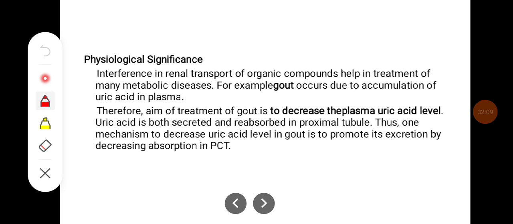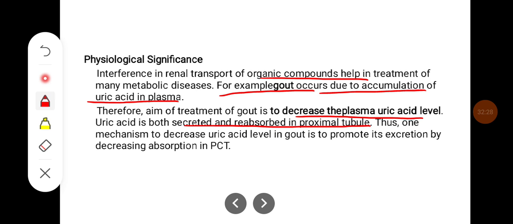The interference of renal transport of organic compounds helps in the treatment of many metabolic diseases. For example, gout, which occurs due to the accumulation of uric acid in plasma. Therefore, the aim of treatment of gout is to decrease the plasma uric acid level. Uric acid is both secreted and reabsorbed in the proximal tubule. Thus, one mechanism to decrease the uric acid level in gout is to promote its excretion by decreasing reabsorption from the PCT.